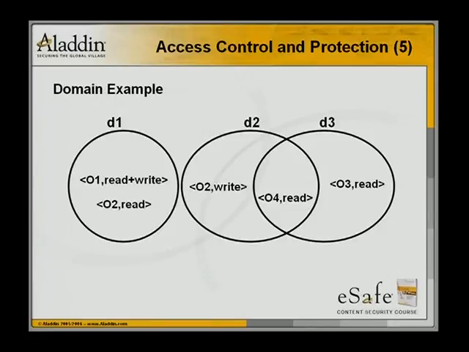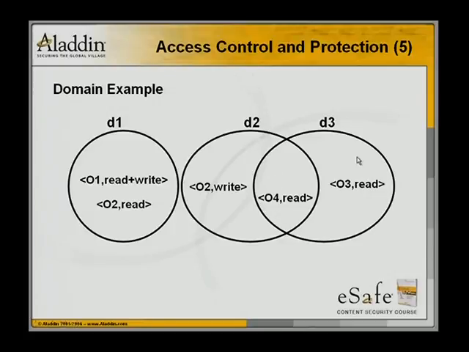So let's see an example. Here we have a domain, look at the arrow on the screen, domain 1, that has inside of it object 1 that has the read and the write permission. Now object 2 has the read permission. And on the right we can see domain 2 and domain 3, with object 4 has read permission both to domain 2 and to domain 3.